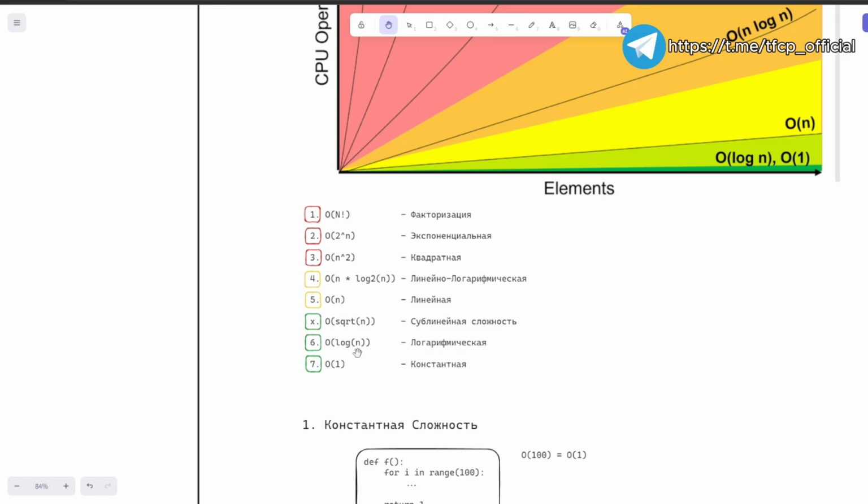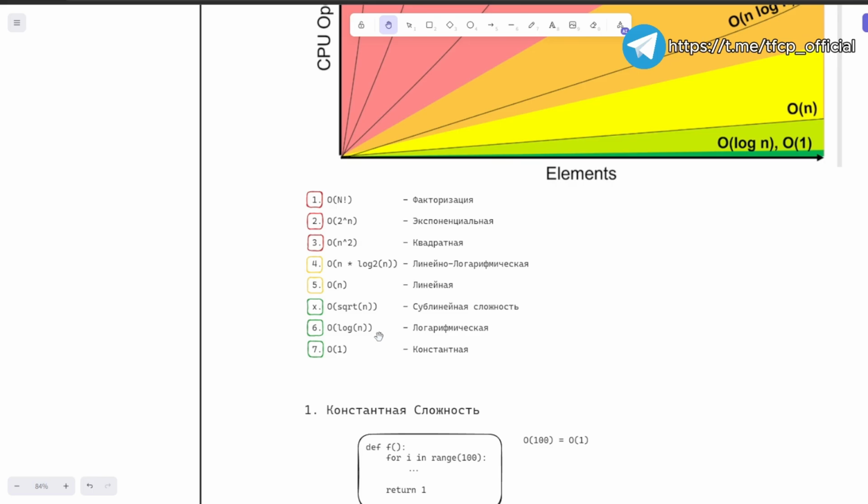Accordingly, with logarithm complexity. What do we have for logarithm? Binary search operates with logarithmic complexity. If the array is already sorted in advance, meaning we do not use any sorting of n log n, so that the total complexity becomes n log n, that is, binary search works in logarithmic time.